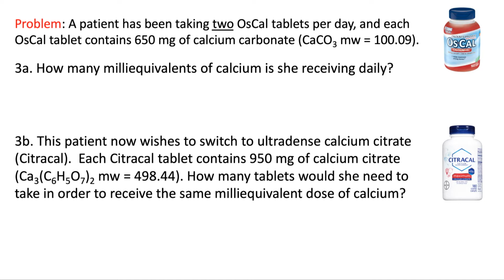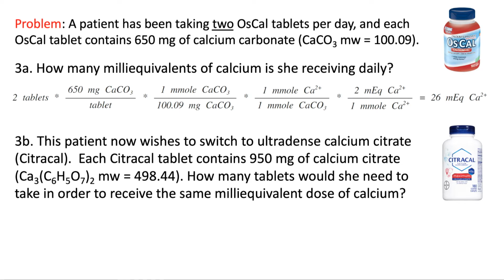Well, where do we start? Let's start with what she's taking. She's taking 2 tablets. So don't forget, let's start by saying, okay, 2 tablets. We'll start with 2 tablets, and then we'll multiply by the weight of calcium carbonate in each tablet, which we were given to be 650 milligrams calcium carbonate per tablet. Now tablets cancel, and we're in the milligram weight of calcium carbonate.